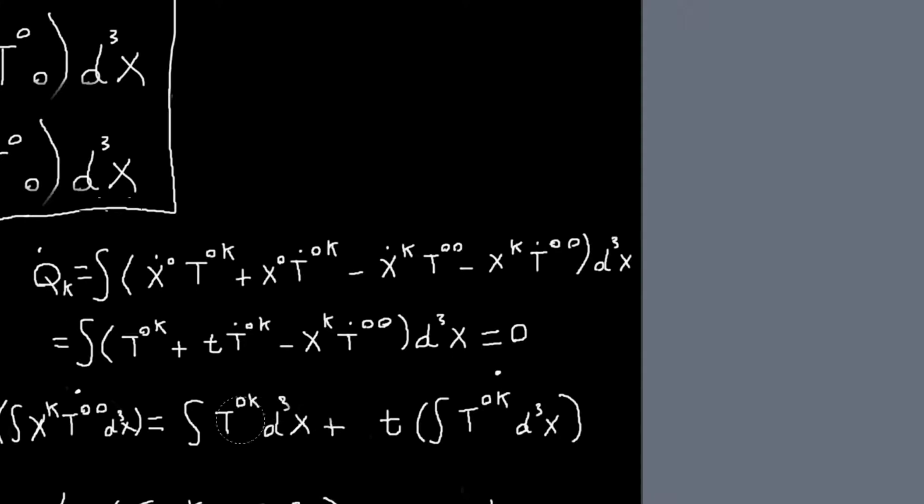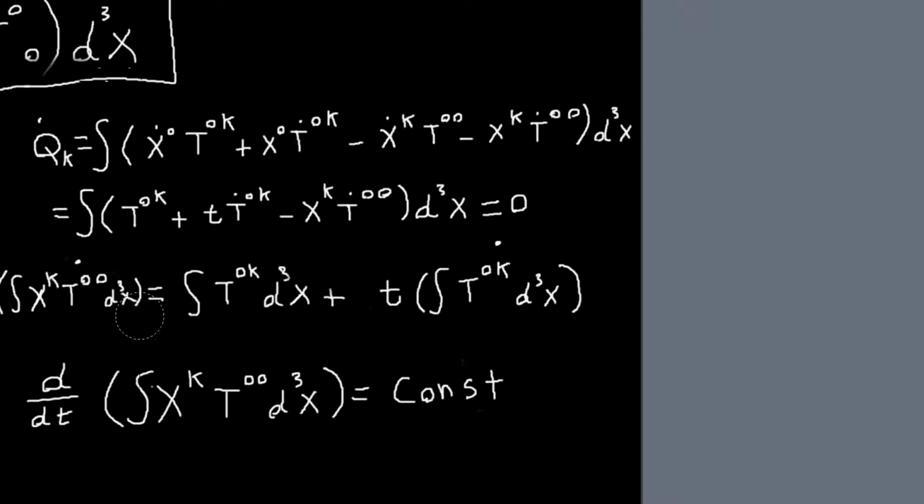But the integral of T^{0k} is just the conserved charge associated with spatial translations. So this is the momentum of the field. So this is a constant. And here we have just the derivative of the momentum of the field, but we know it's constant, so this is 0. So we end up with the equation d/dt of this is equal to a constant, which is what we were supposed to show.